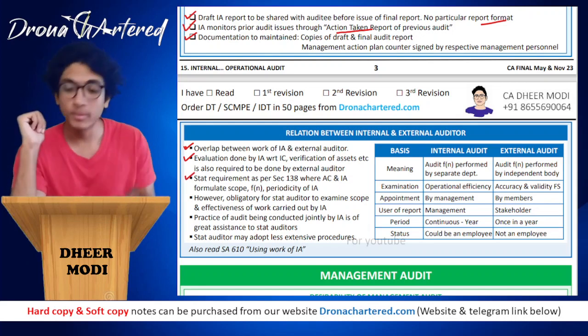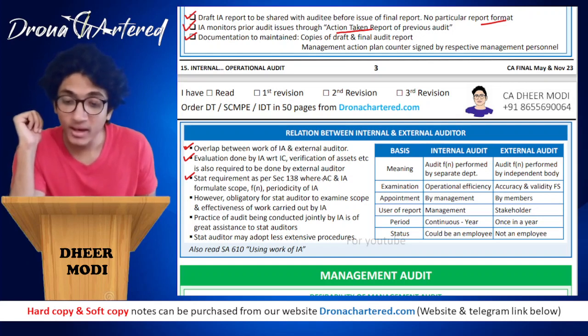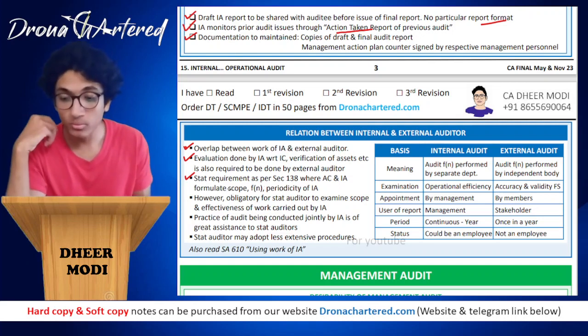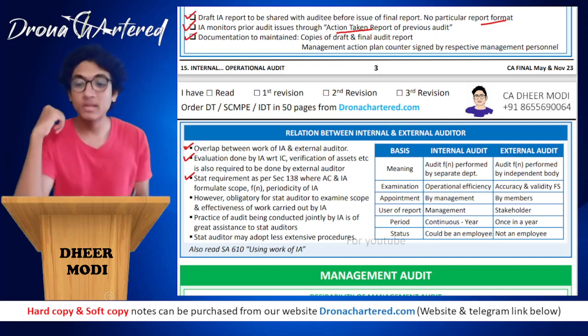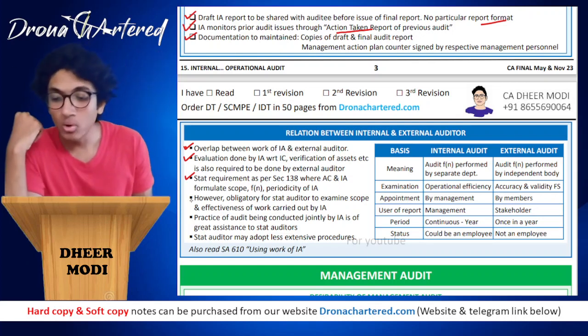They also have common tasks. Statutory requirement as per section 138, where the audit committee and the internal auditor formulate the scope, function and periodicity of your internal audit. So that is what is the scope. That means what all areas will they be checking, the functions and the periodicity, that means how often.